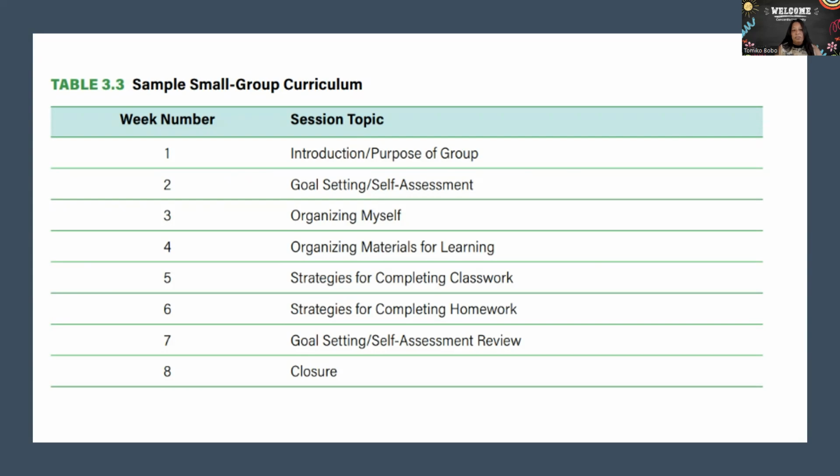Week 6, strategies for completing homework. Week 7, goal setting and self-assessment review. Like, how did they do? And then the closure for week 8. So again, 6 to 8 weeks is usually a sample.